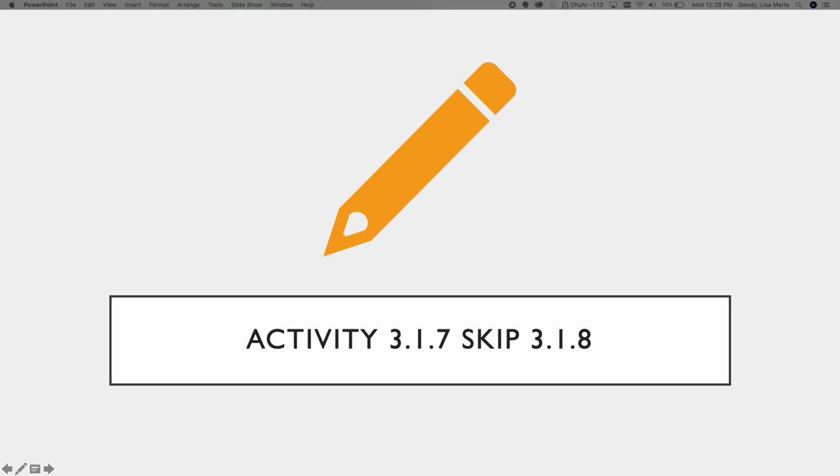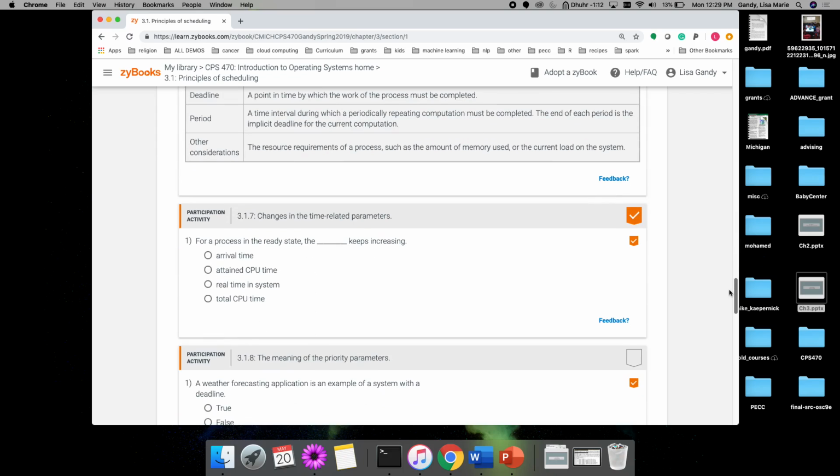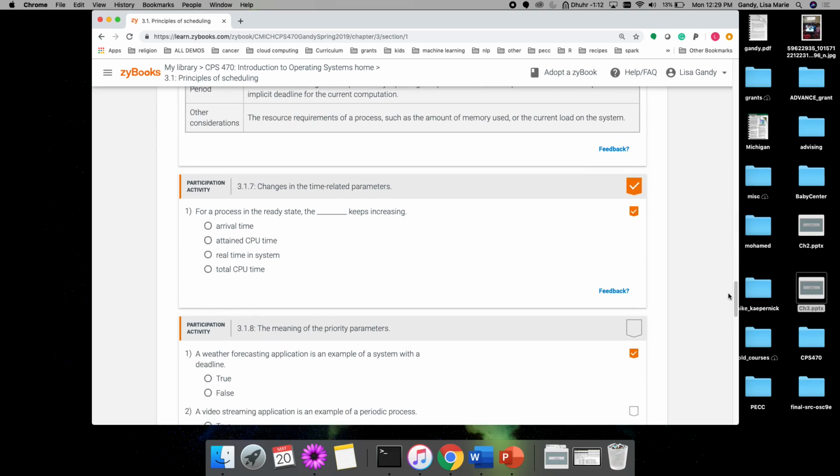Okay, we are going to do this activity. They like to use metaphors, which are more confusing than helpful. So, for a process in the ready state, what keeps increasing? Arrival time, attained CPU time, real time in the system, or the total CPU time?